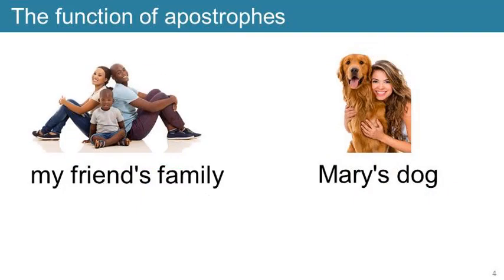Let's look at two more examples. My friend's family and Mary's dog. In each example, the function of the apostrophe is to show a relationship or connection between two nouns. Very often, this relationship is a having relationship. Just as the baby has a toy and the tree has roots, so my friend has a family, Mary has a dog, and so on.